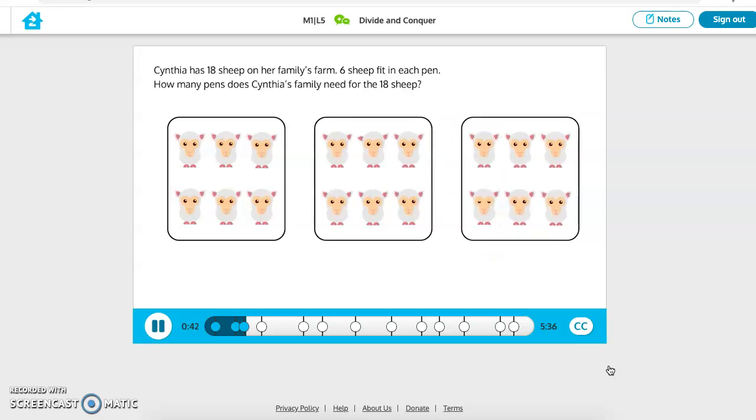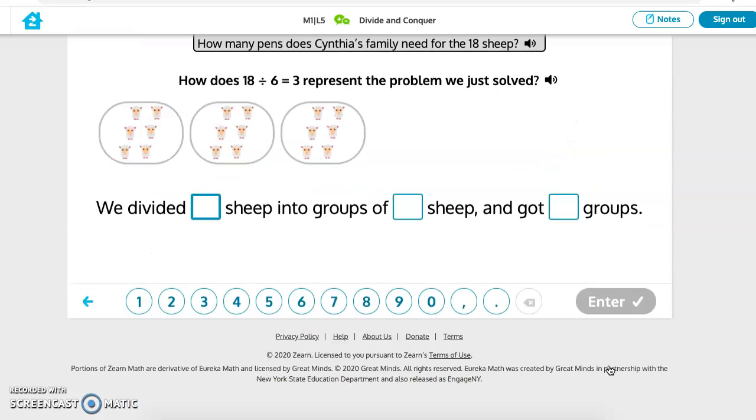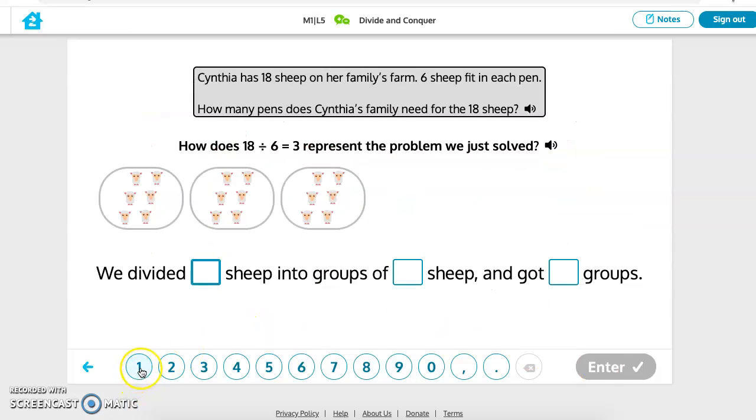We made 3 groups of 6, so Cynthia's family needs 3 pens. Nice work. How does the equation 18 divided by 6 equals 3 represent the problem we just solved?